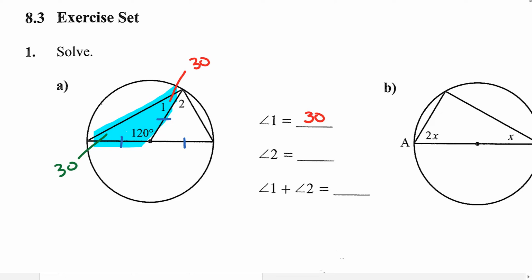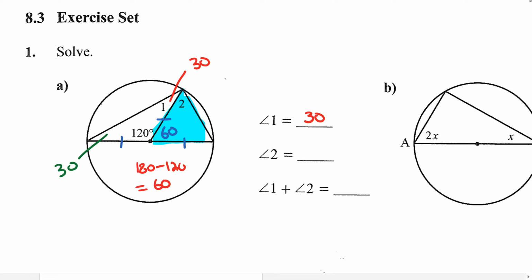All right, so for angle number 2, let's focus our attention on the angles on a line concept. So this angle right here, angles on a line, is going to be 180 degrees minus 120, which is going to be 60 degrees. So that's going to be 60 degrees right here. And notice that once again, we have another isosceles triangle.